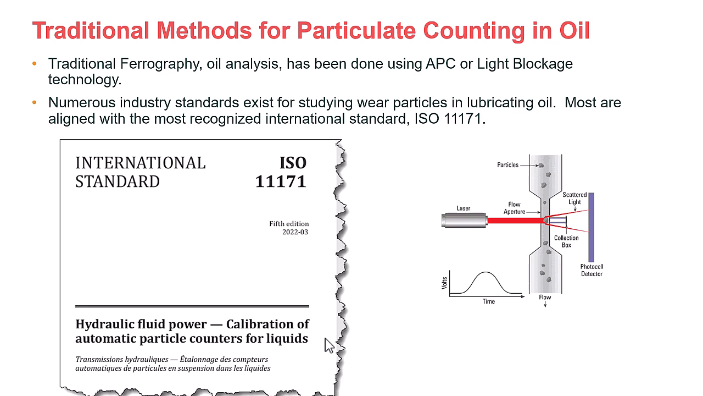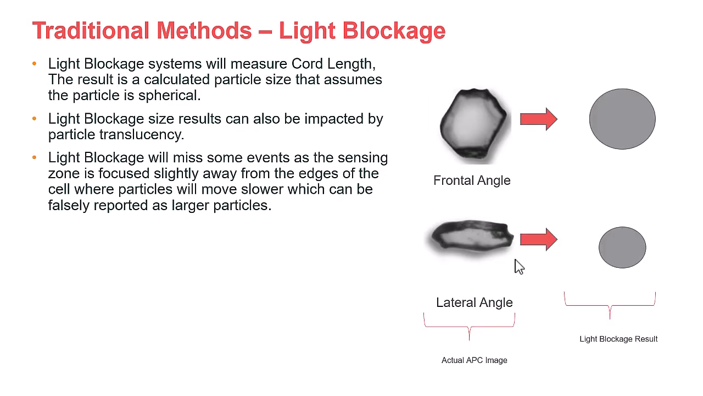The way it basically works is you have light blockage. You have particles that go through a flow cell. As they go through the flow cell, the particle blocks the light, and that creates a pulse. And then the length of that pulse tells the instrument to calculate a size. So it assumes all particles are round. To go a little bit more into detail of that and some of the drawbacks and the reason why this ISO standard came about, there is a little bit of a concern.